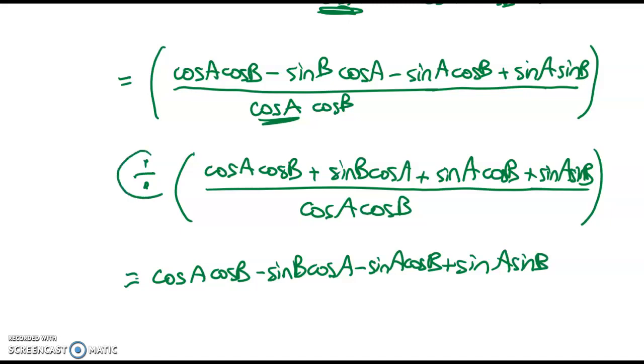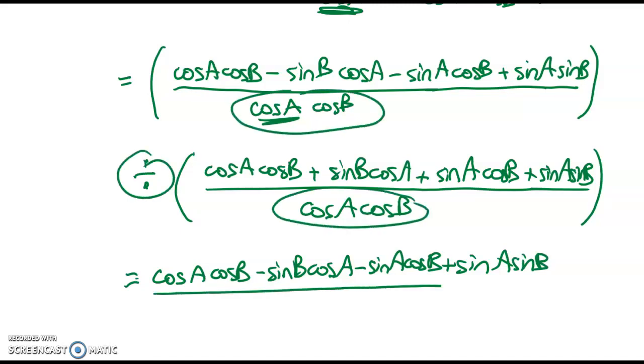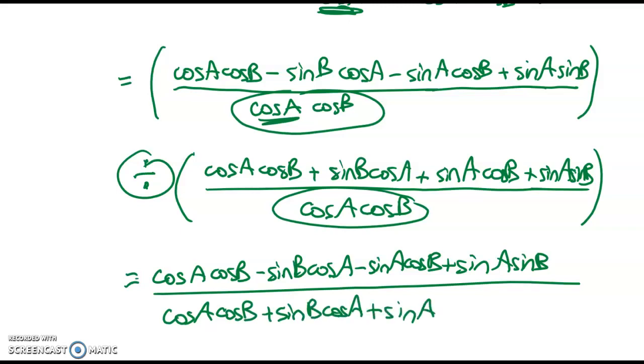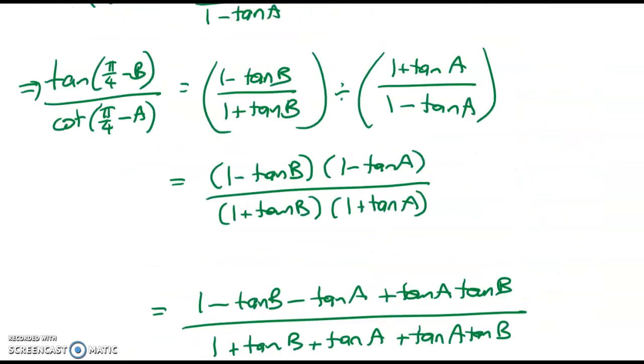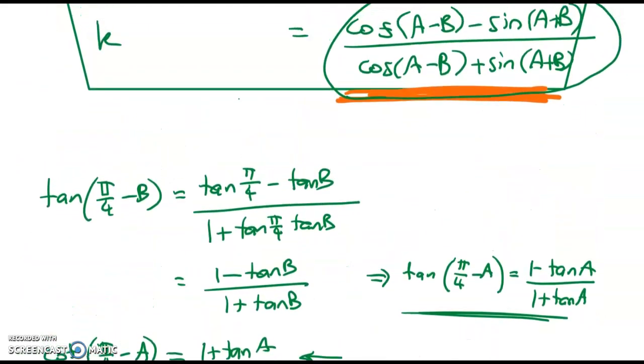Now when I divide this, I'm timesing by the reciprocal, and so this and this will simplify away. And here I've got cos A, cos B, plus sine B, cos A, plus sine A, cos B, plus sine A, sine B. And I think if you were doing this and you hadn't really thought about what you were trying to do, you might get close to giving up at this point. But look how close we're getting.